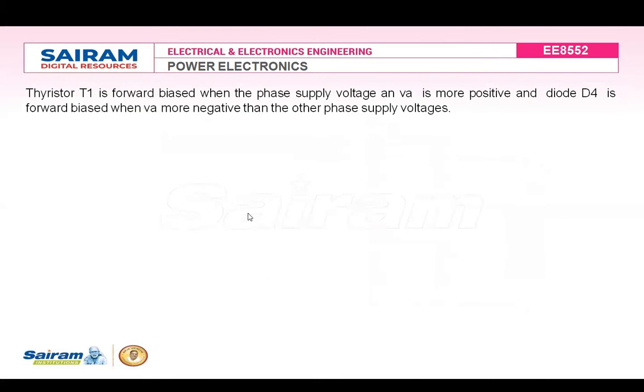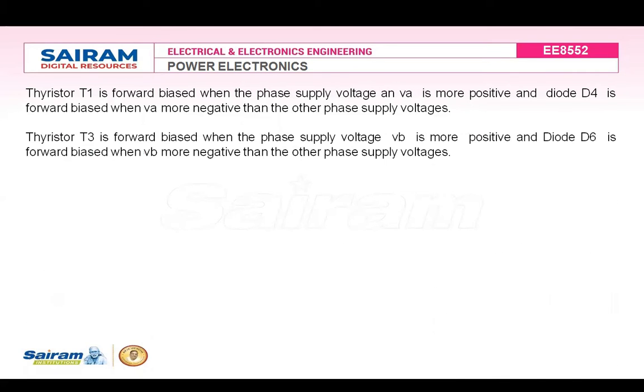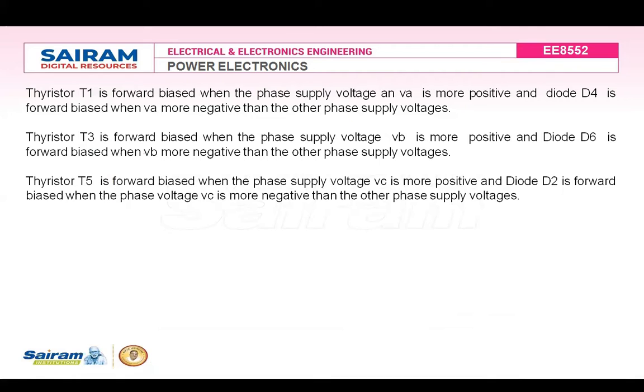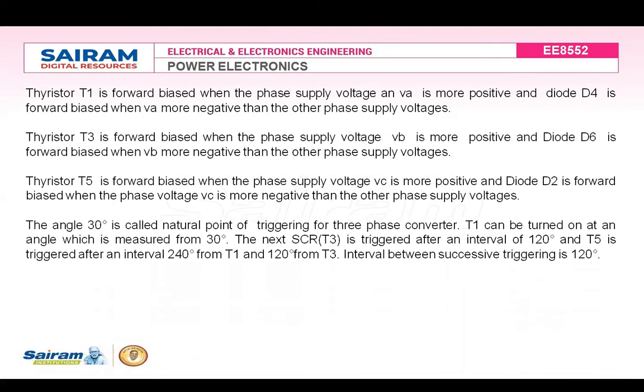The thyristor T1 is forward biased when the phase voltage VA is more positive, and diode D4 is forward biased whenever VA is more negative. Similarly, T3 is forward biased when VB is more positive, and D6 is forward biased when VB is more negative. And thyristor T5 is forward biased when phase supply voltage VC is more positive, and diode D2 is forward biased when the phase voltage VC is more negative.